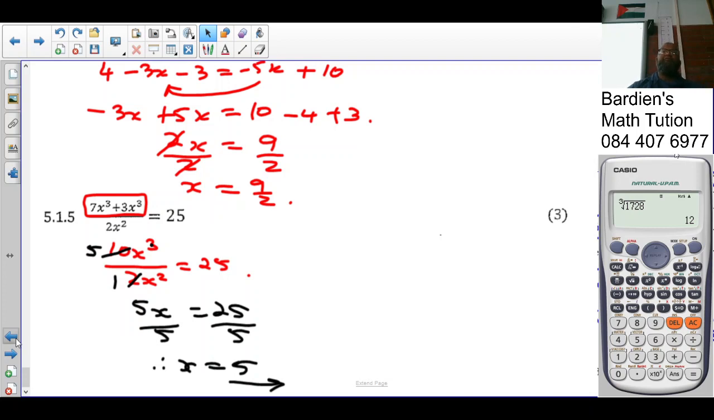You could have separated it. It would have simplified into 7x cubed over 2x squared plus 3x cubed over 2x squared, which is what you have. Then you would have 7 over 2x plus 3 over 2x, which is 10 over 2x, which is 5x, which will give you the same answer.